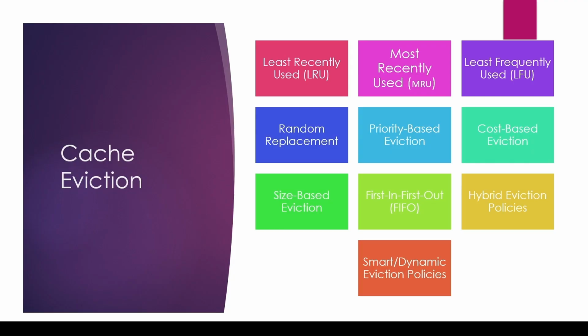We talked about cache expiration and cache eviction. We know that while expiration is about when to mark a cached item as stale, eviction is about removing or replacing those cached items. And in this section, we will talk about cache eviction.